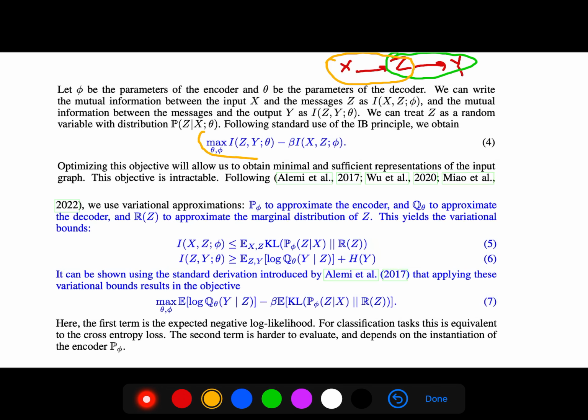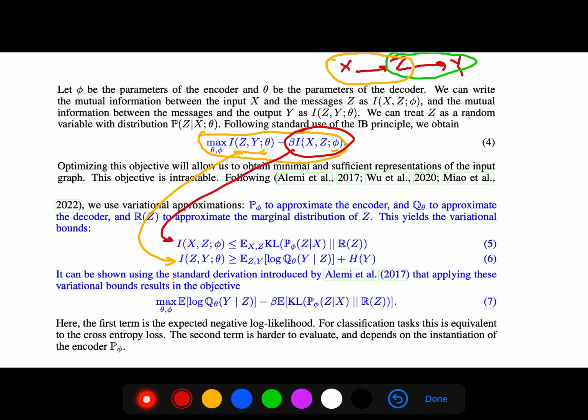So these two can be written like this: the information bottleneck principle. We know that we can obtain it like this, and we have parameters theta and phi to be able to do this. So we use a variational approximation. It's very hard, so we approximate it. For example, the first term, Z and Y, can be approximated like here. We have a lower bound for that. Similarly, this one, X and Z, we have an upper bound for that.